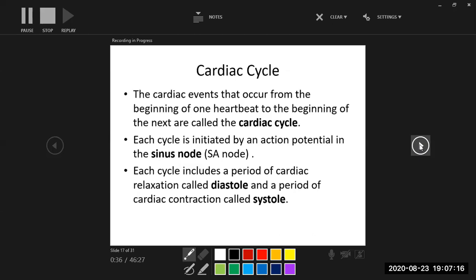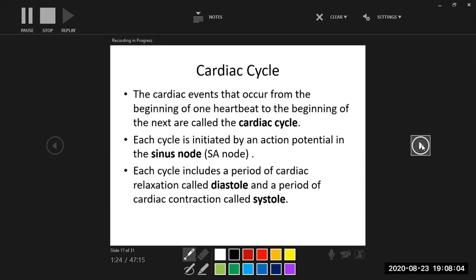Now the next topic is to talk about this cardiac cycle. During each cycle, we will have the diastole. Diastole means that the muscle relaxes, and the systole means that muscle contracts. Each cycle is initiated by the rhythmic impulse provided by the SA node, and each cycle is completed by the blood going from the atrium and pumping out from the ventricle. So that is the cycle. So we will talk about that cycle.